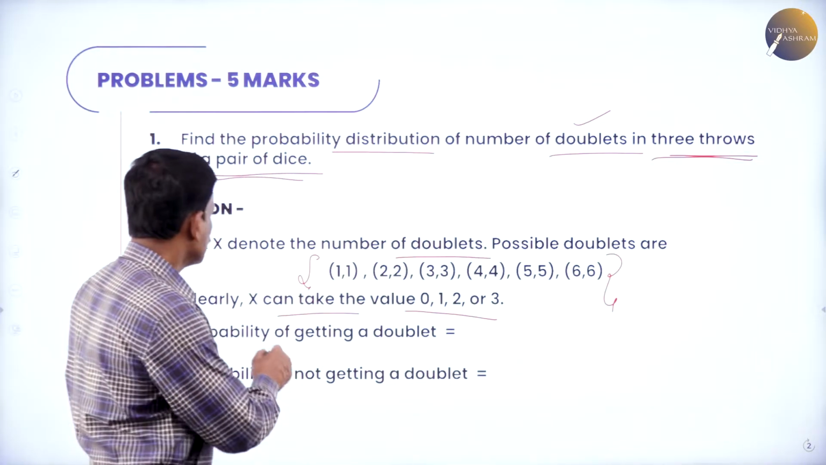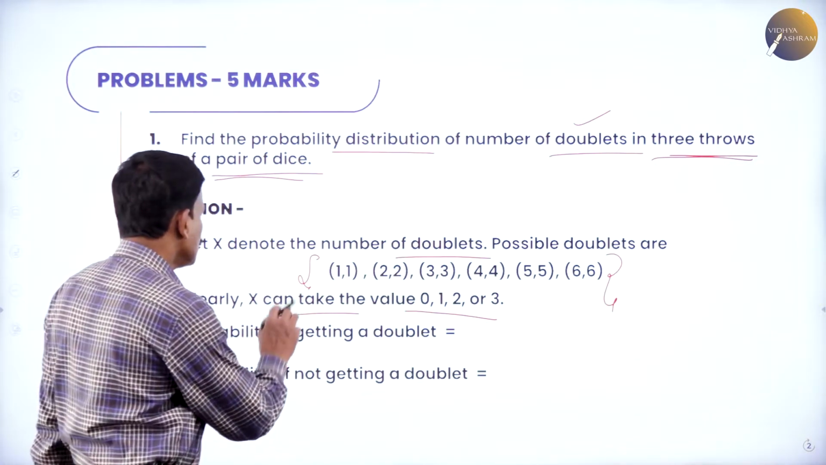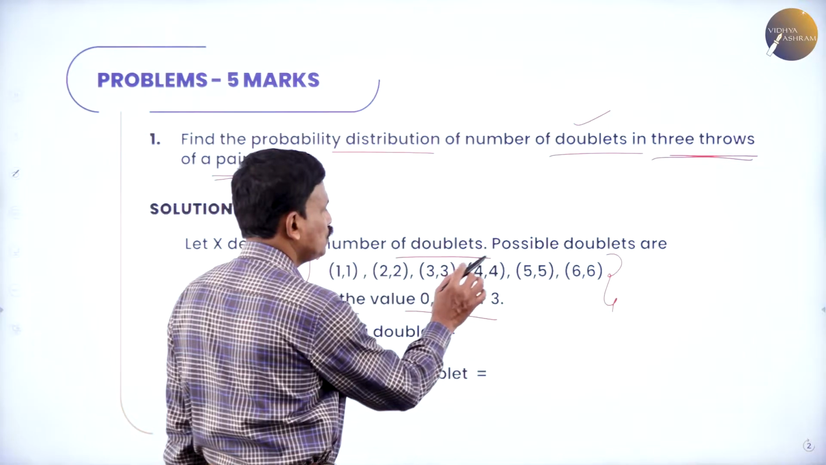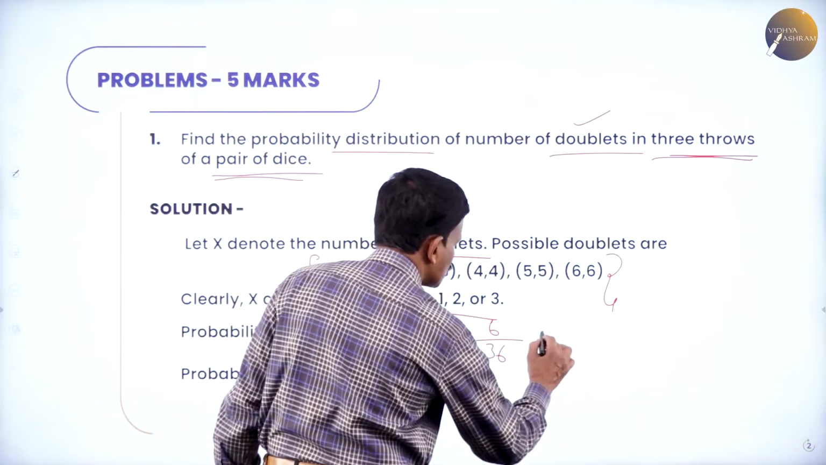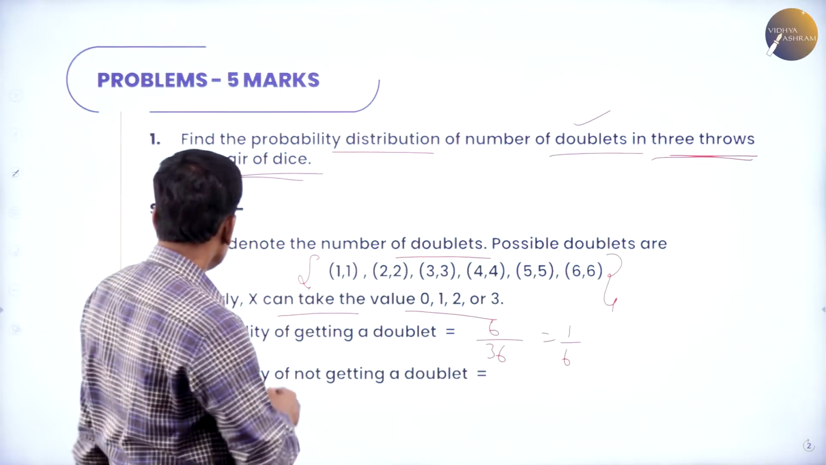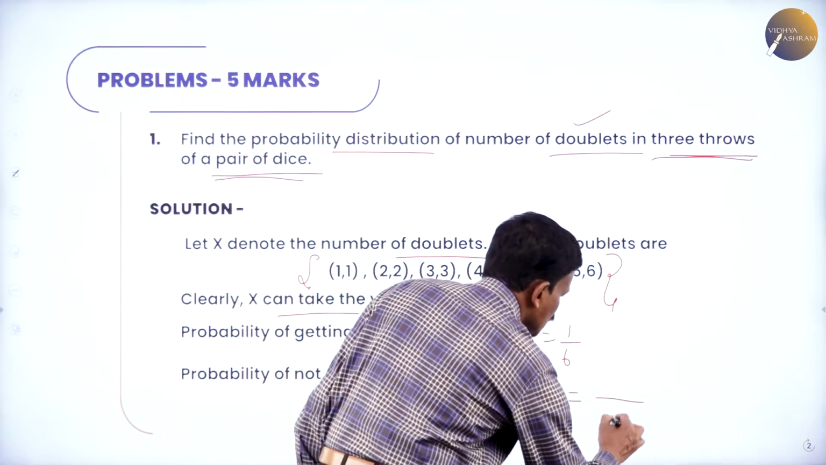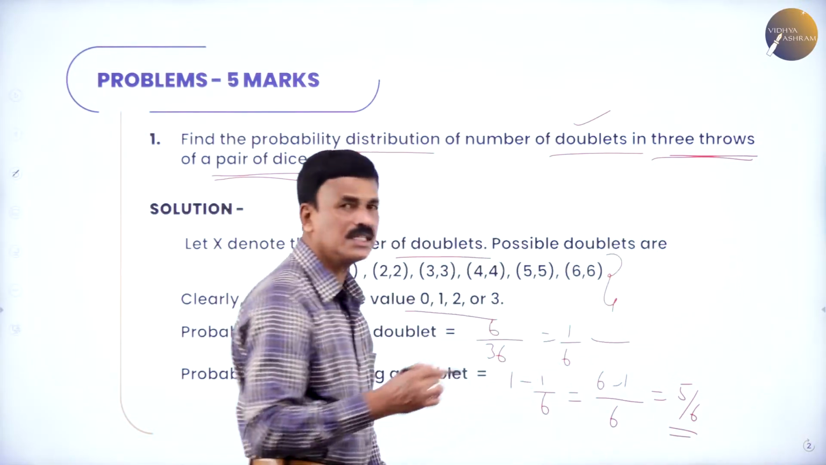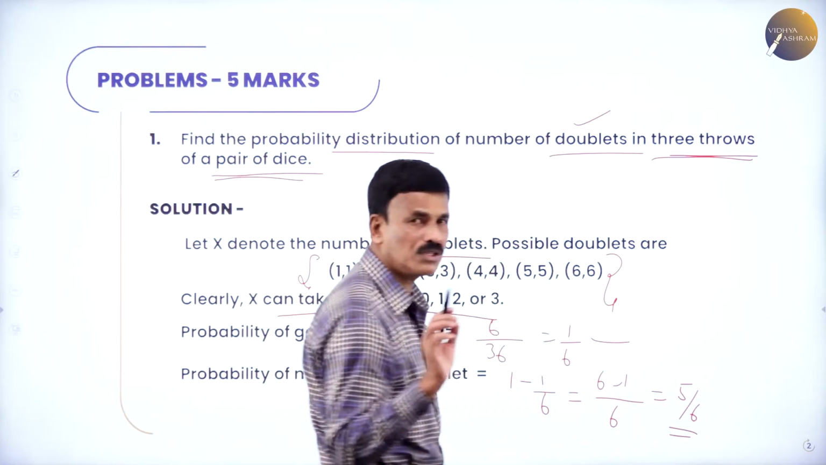Clearly x can take the value 0, 1, 2 or 3. Now the probability of getting a doublet: there are 6 possibilities, 1, 2, 3, 4, 5 and 6, divided by the total number of events, 36. So this is equal to 1 by 6. The probability of getting a doublet is 1 by 6. Now the probability of not getting a doublet is 1 minus 1 by 6. Take LCM, 6 is the LCM, 6 minus 1 is 5 by 6. So the probability of getting a doublet is 1 by 6 and the probability of not getting a doublet is 5 by 6.